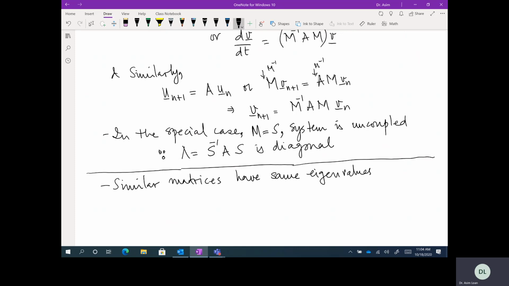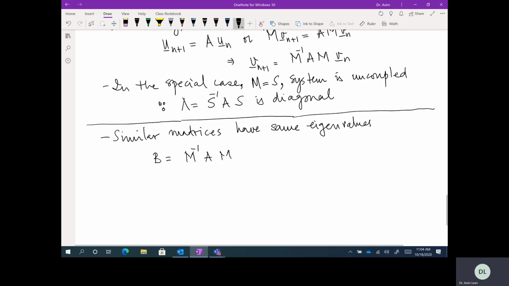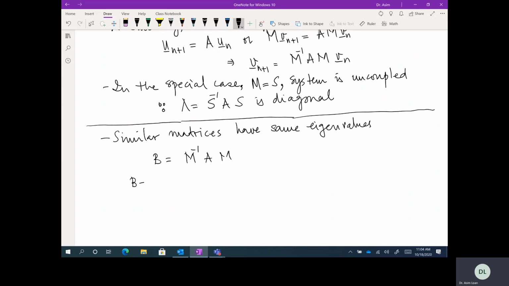And how do I prove that? So I know B equals M inverse AM. Okay, so B minus lambda I equals M inverse AM minus lambda I. This I can write as M inverse M. So let me write this as M inverse AM minus lambda M inverse M.